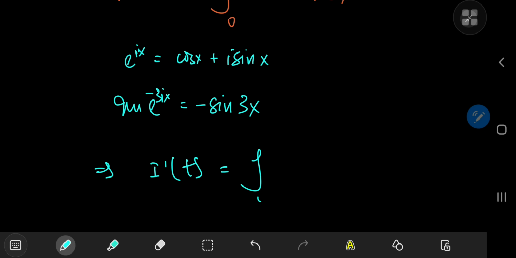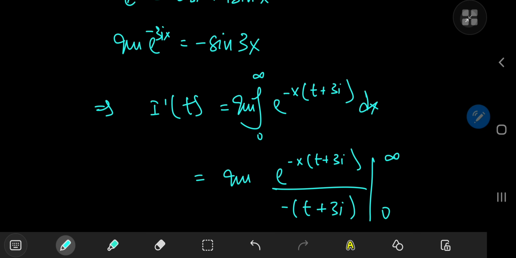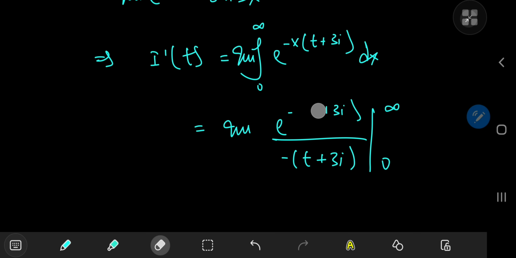So I prime of t equals the imaginary part of the integral from 0 to infinity of e to the negative tx times e to the negative 3ix dx, and multiply out the two exponential terms. You get a negative x times t plus 3i. Pretty easy to integrate. You have the imaginary part of, again, the repeated function e to the negative x times t plus 3i divided by the derivative of this argument, which is negative t plus 3i, and the limits are 0 and infinity. So let me just expand this term upstairs. We can write this as e to the negative tx times e to the 3ix, negative of that is.